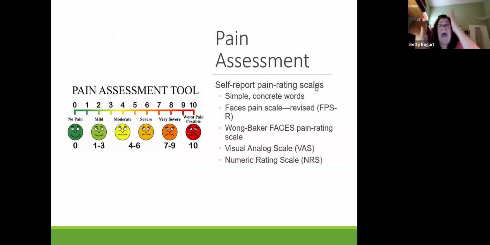3, it's FLACC. At age 3, it becomes Faces. Faces is where they look at this scale and they point to the picture of how they hurt. And they do it really well. You'd be surprised. This is the scale we call Wong-Baker Faces. And then the other one we know is the adult numeric rating scale. There are some other ones, but FLACC, Faces, and numeric are the ones you have to know.